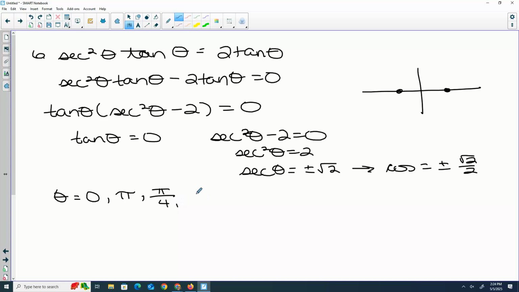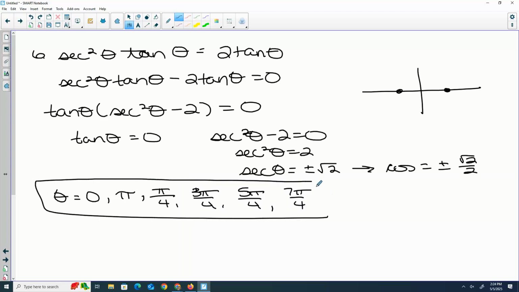So in quadrant 1, that's pi over 4. That's quadrant 3. Let's do 3 pi over 4 in quadrant 2. And what would it be in quadrant 4? Any questions on that one?